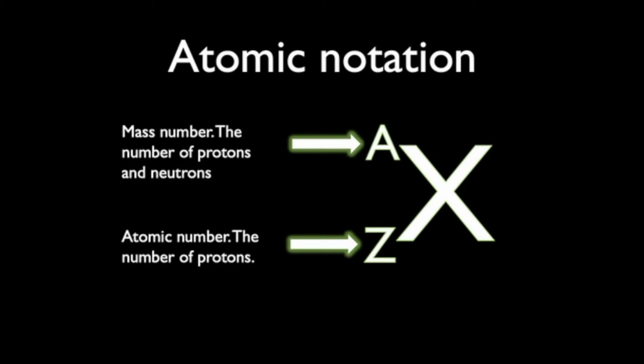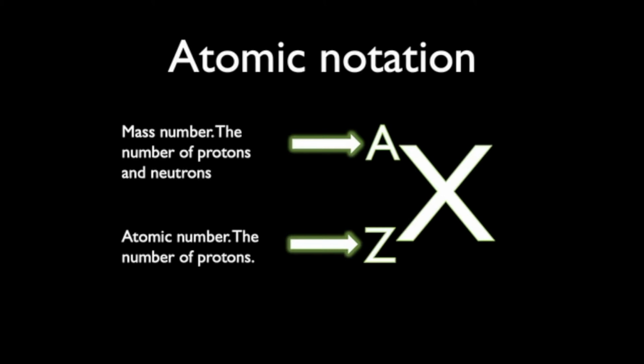The mass number is on the top left, and we use the symbol A for that one. The mass number is the number of protons plus the number of neutrons. So that's the total stuff that's inside the nucleus of the atom. And then the atomic number is just the number of protons. And we use these two symbols, A and Z, for this.